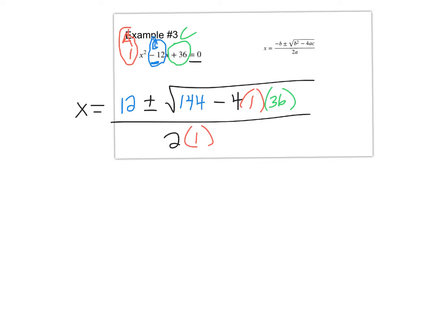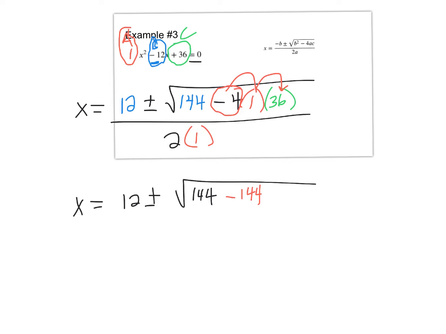So now at this point, we're going to do the math under the radical. x equals 12 plus or minus radical 144. And we're going to do this math right here, the negative 4 times 1 times 36. So when you do that, negative 4 times 1 is negative 4, times 36 is negative 144, divided by 2 times 1, which is 2. All right, let's do the math under the radical. x equals 12 plus or minus radical 0, all divided by 2.